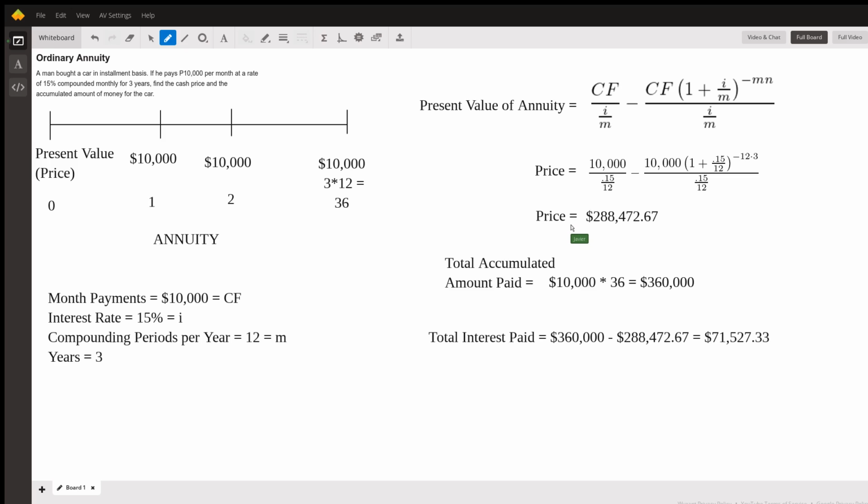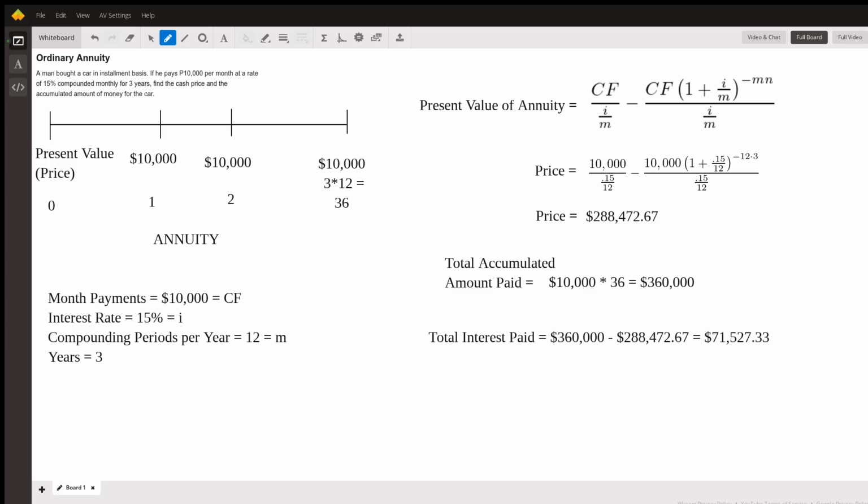Now, we're not going to pay this amount today. We're instead going to be paying $10,000 every month for 36 months. So the total amount that we will end up paying is $10,000 times 36, which gives us $360,000. As we can see, that's more than the actual price of the car today. That's because interest is charged.